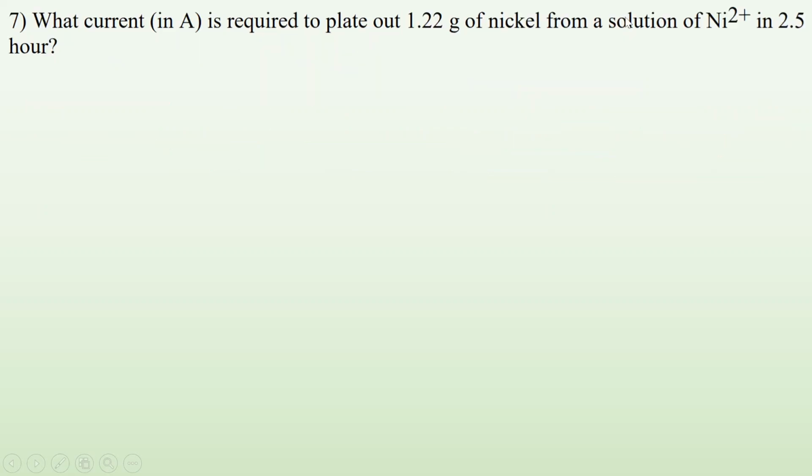All right, number 7, last but not least. What current in amps is required to plate out 1.22 grams of nickel from a solution of nickel plus 2 in 2.5 hours? So we want amps. They're trying to get coulombs per second. All right. Well, we got hours, so we're going to have to convert that to seconds. And they give me grams of nickel, so I'm going to have to convert that to coulombs of charge.